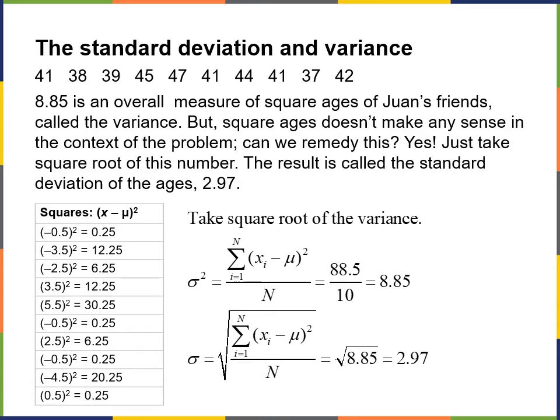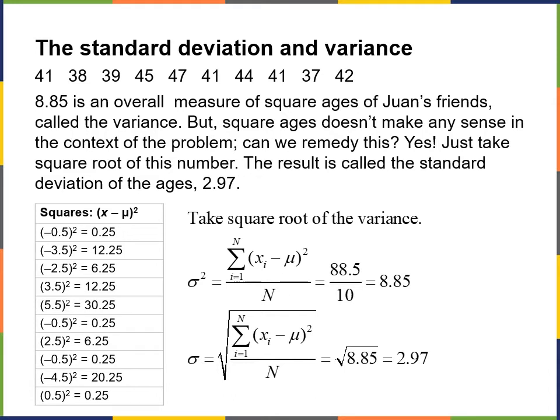It's the square ages, but that's not really going to make a whole lot of sense here. We only squared all those deviations so that they were all positive. So really what we want to do is eventually get rid of that square. We want to make some sense of the overall deviations. So we don't want to look at the overall measure of the square ages of all of her friends, but at the overall deviation of ages.